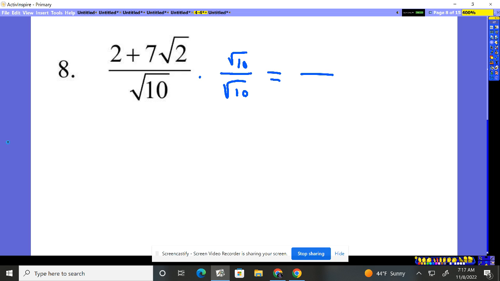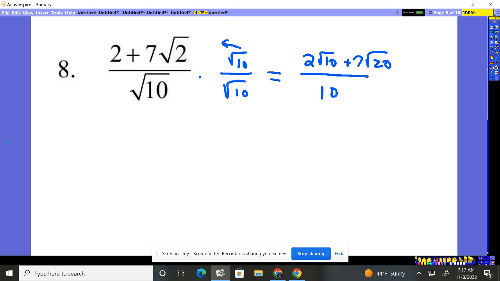So root 10 times root 10 is 10. All right, 2 times root 10 will be 2 root 10. Again, I've got to distribute him through to each piece. And then here will be plus 7 root 20. Now, we think we're done.